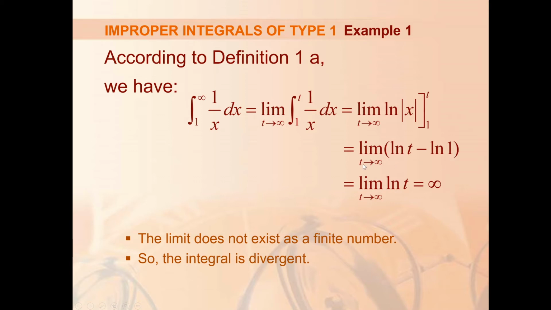And now we want to put in t equals infinity. So natural log of infinity is infinity. So the limit does not exist as a finite number. So the integral is divergent. This one is not an exact value, infinity. It can be 100, 1,000, 1 million, 1 trillion, or 1 gajillion. It's a very big number. It goes on forever. So this one is considered a divergent integral.